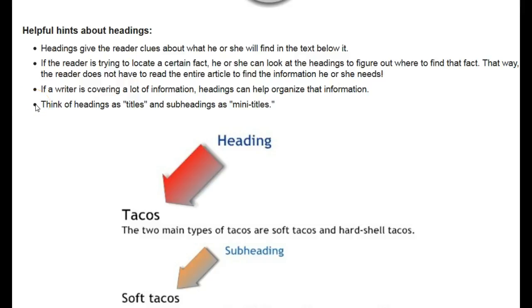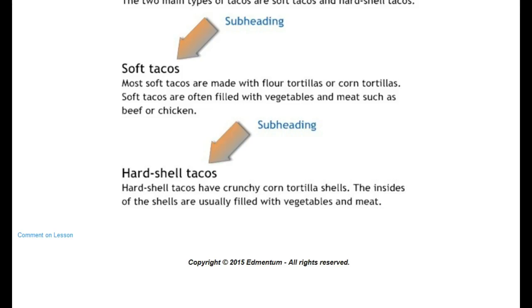Think of headings as titles and subheadings as mini-titles. In this example, the heading is Tacos. And it tells us that the two main types of tacos are soft tacos and hard shell tacos. So now the author has created a subheading called Soft Tacos. Under the subheading Soft Tacos, the author gives us more information about soft tacos. And now there's another subheading called Hard Shell Tacos, and follows information about hard shell tacos.